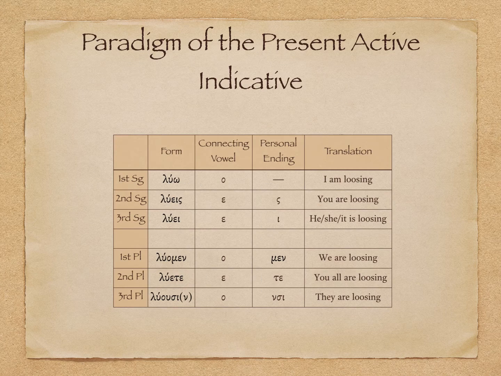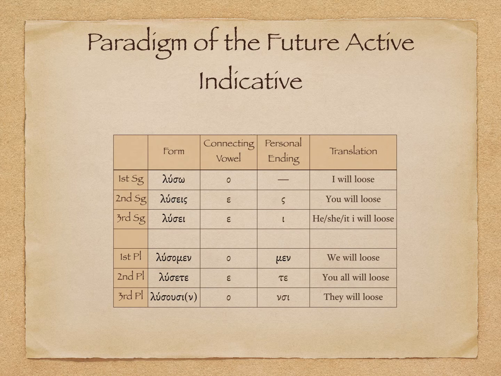We remember the paradigm of the present active indicative. Here this is just review again. Luo, lueis, luei, luomen, luete, luousin, and then what does that look like in the future? Luso, luseis, lusei, lusomen, lusete, lusousin. Just follow that sigma. Do you see it there all the way through?